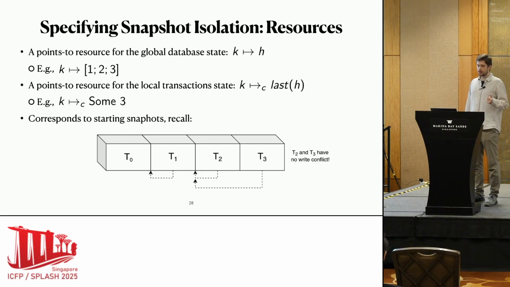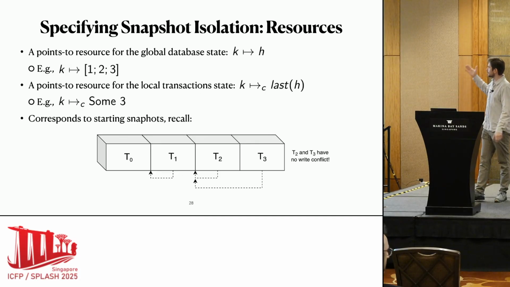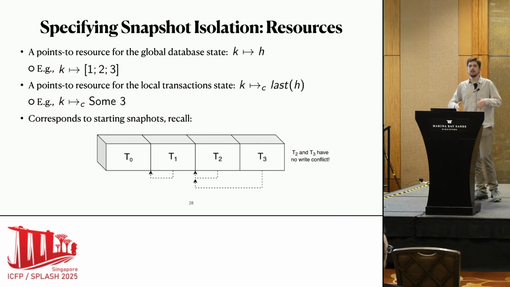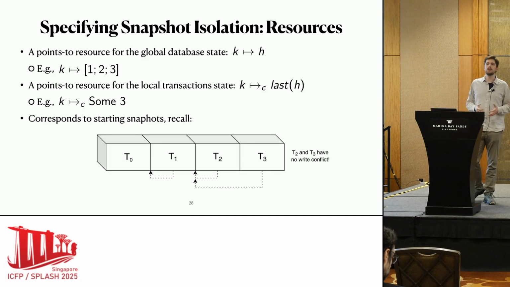We also have some points-to resources for the local transaction state. So each transaction gets its own resources. This is going to be a key pointing to an optional value. And then we have this subscript C, which is a connection. So transactions can be started on these connections with the database.